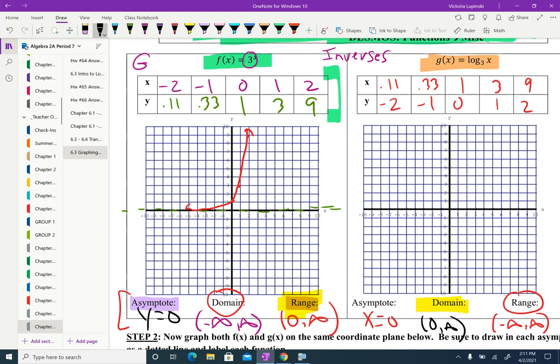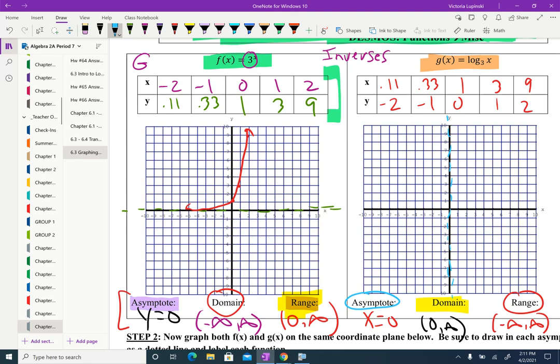So even before I put that into my calculator, I can see that there has to be an asymptote at x equals 0. That is going to be a vertical line, which I'm going to draw dashed. Again, it doesn't actually show up on the graph, but I have to know that it's there.